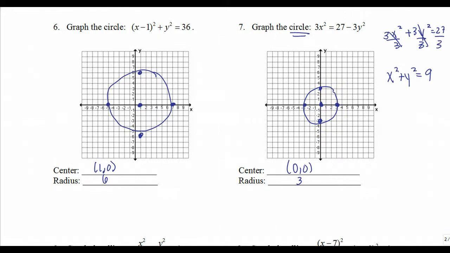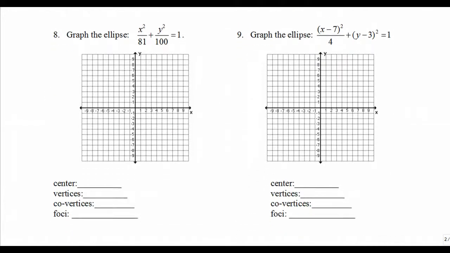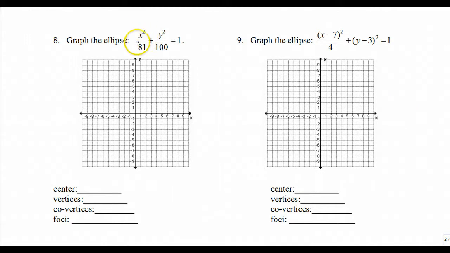Circles are awesome. Let's move on to the ellipse. Okay, so the first thing I'm going to do is find my center. I'm going to graph it first. I think that just makes things so much easier. So 0, 0. And then the bigger number is y, so I know that I'm going 10 in the y direction. So I'm going to go up 10 and down 10. And then in the x direction, my distance is 9. So I'm going to go 9 and 9.